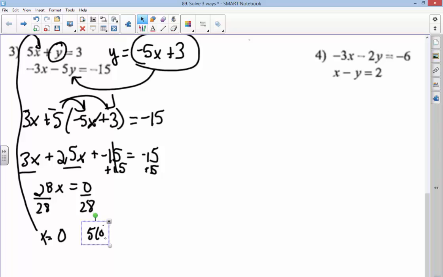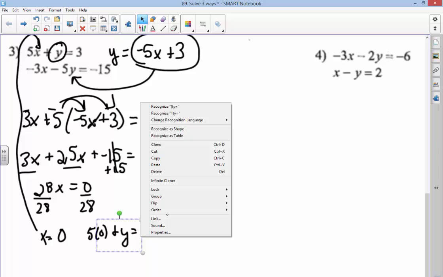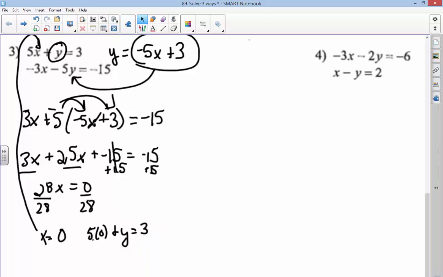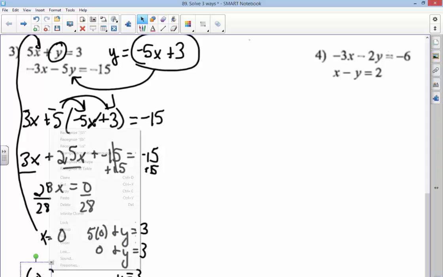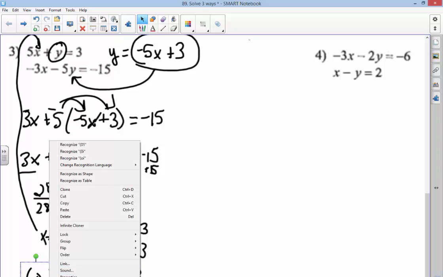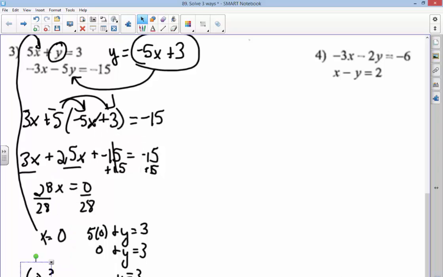So 5 times 0 plus y equals 3. So 0 plus y equals 3. So y equals 3. So 0, 3. Should be, oh my goodness, should be the solution. 0, 3. That reads 0, 3. Now, plug that into the opposite one.